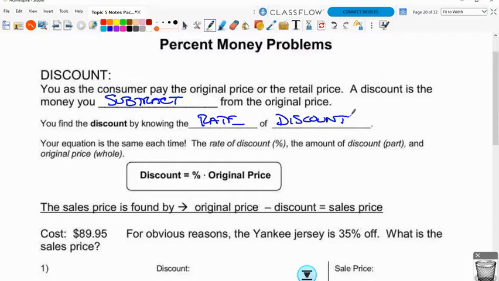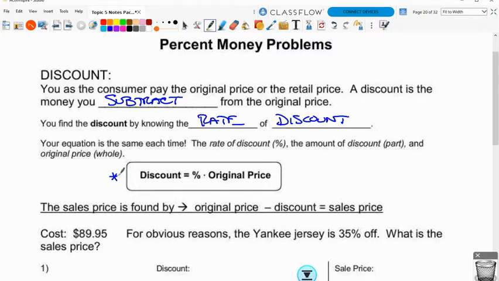The rate of discount is going to look like a percentage. When we use our discount equation, we're going to change that percentage into a decimal. Your equation will be the same each time for a discount problem: discount equals a percentage of the original price. The discount is the part that you get to save. The original price, the retail price, is the whole value. And again, your rate of discount is your percent, which we will then convert into a decimal.